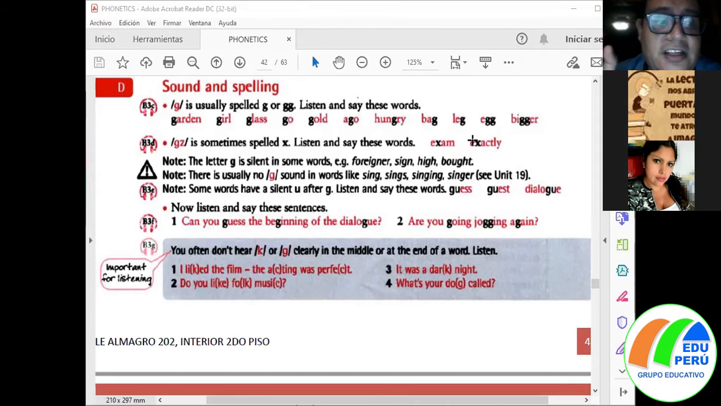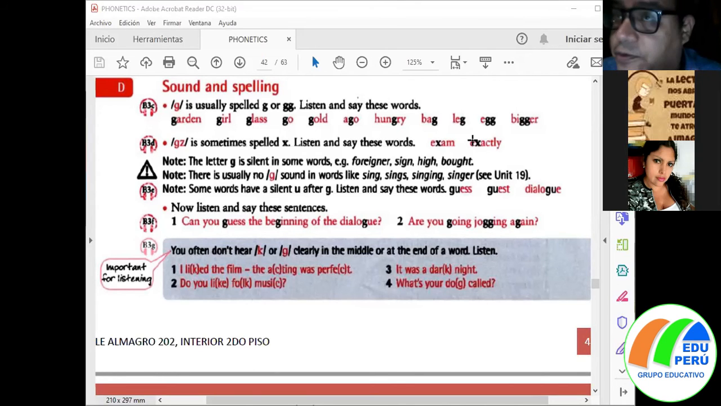Notice here, I like. Notice the k is soft or disappears. I like the film. The acting was perfect. I don't say perfect with a clear k. The k sound disappears. The k is not pronounced. The acting. The acting was perfect. And notice you make sounds disappear. You pronounce the sounds not so clearly, very soft, or you don't pronounce them.